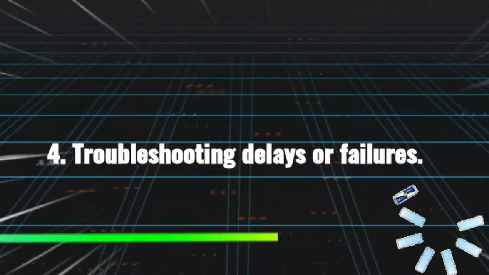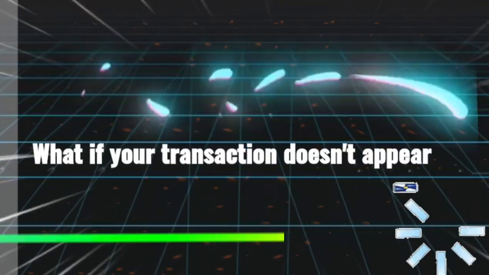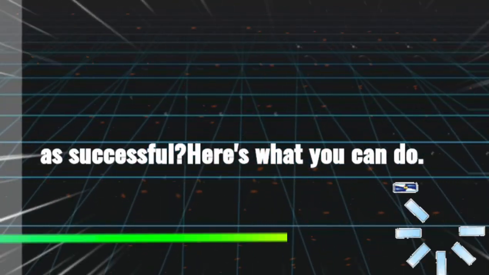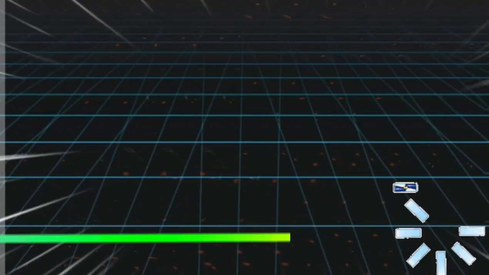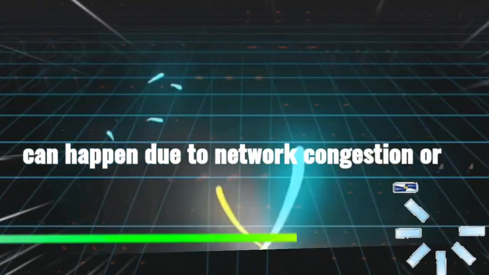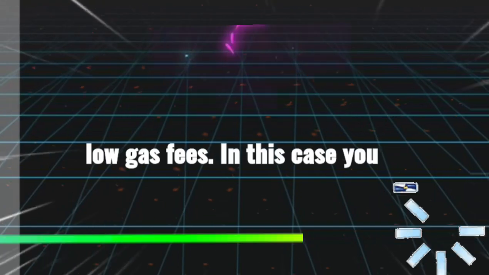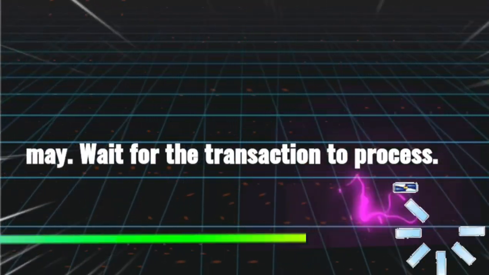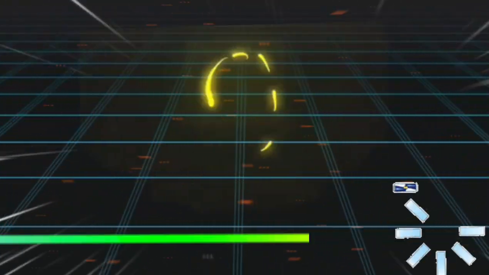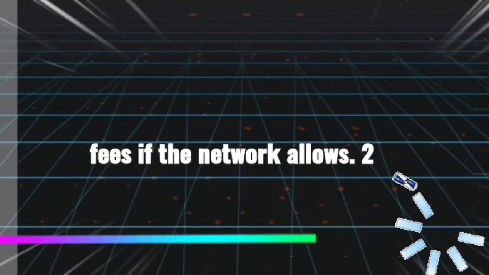Section 4. Troubleshooting delays or failures. What if your transaction doesn't appear as successful? Here's what you can do. 1. Delayed transactions. This can happen due to network congestion or low gas fees. In this case, you may wait for the transaction to process. Resubmit the transaction with higher gas fees if the network allows.